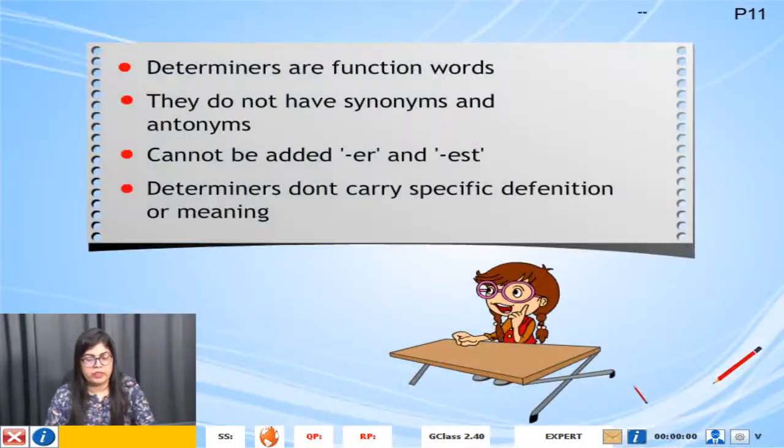Now let us see. Determiners are function words. They do not have synonyms and antonyms. They cannot be added with er and es. Determiners don't carry a specific definition or meaning. So determiners do not have any synonyms or antonyms, er and es cannot be added after a determiner, and a determiner also doesn't carry a specific definition or meaning.